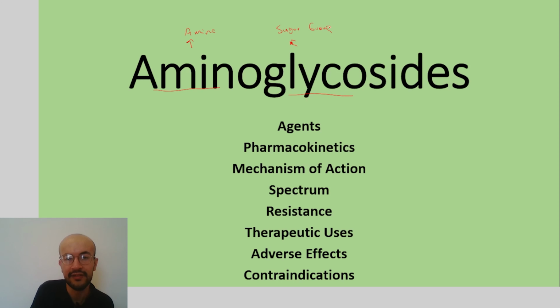And we talked about how the amine group is very good at entering the outer membrane of the gram-negative bacteria, and that explains their activity against the gram-negative bacilli. In this video, we will talk about the agents from this group and the pharmacokinetics, the mechanism of action, the spectrum, the resistance, the therapeutic uses, the adverse effects, and the contraindications. So let's start.